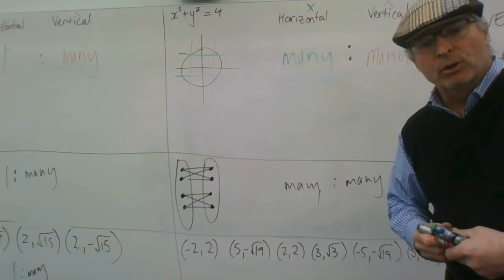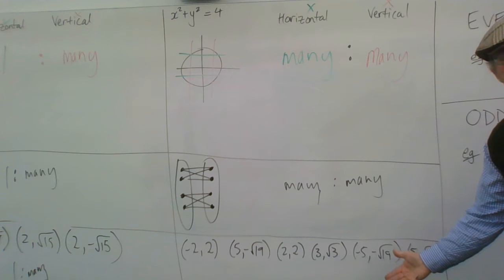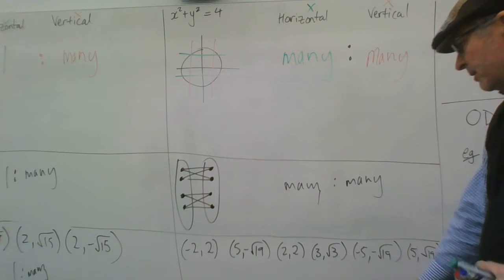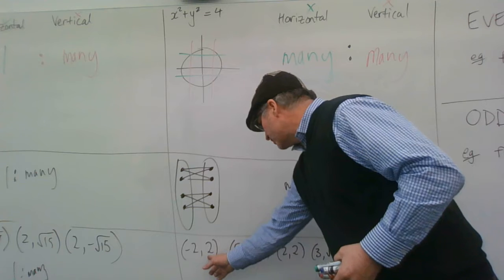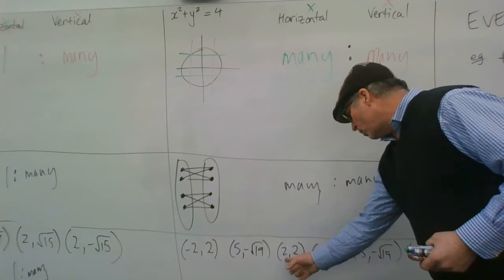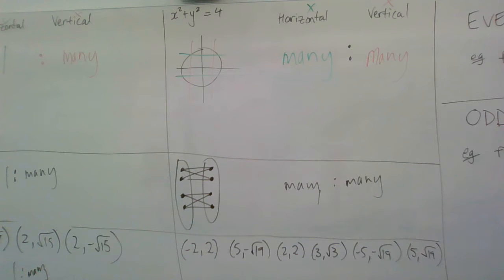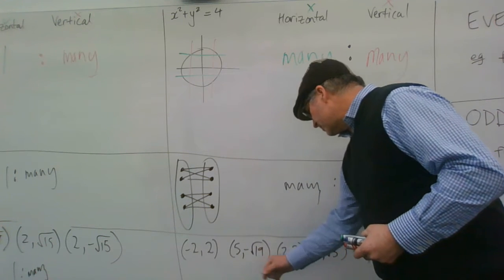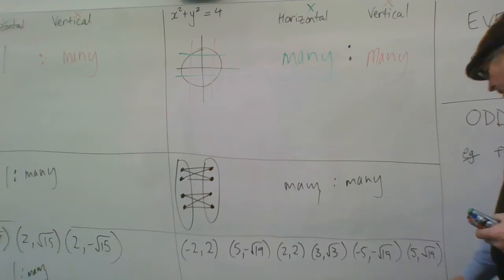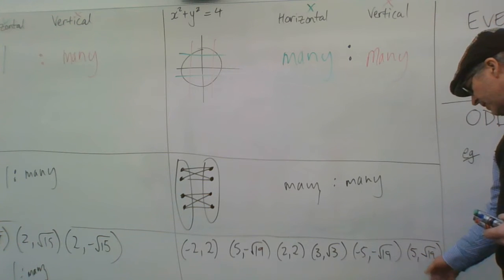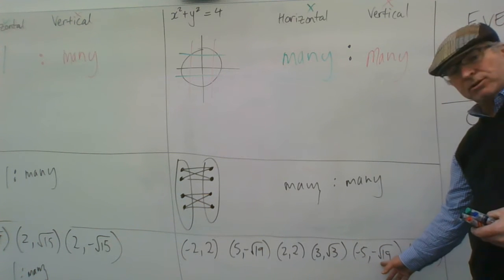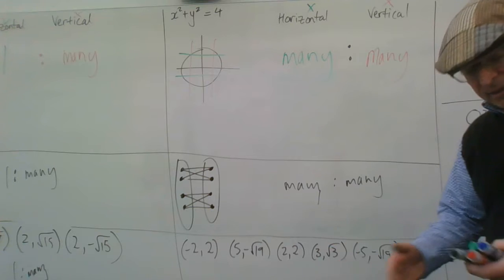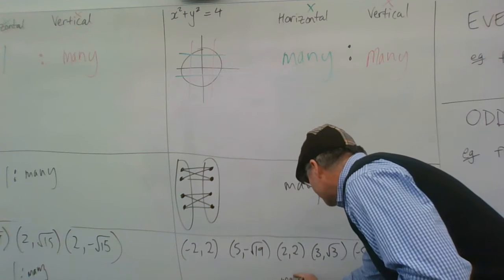And finally, if you look at this collection of points down here, you'll notice that minus 2 goes to 2, but 2 also goes to 2. And 5 goes to minus root 19, and 5 also goes to root 19, but minus 5 goes to minus root 19. So clearly it's many to many.